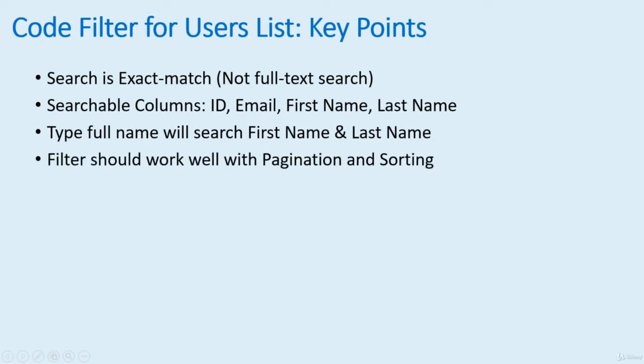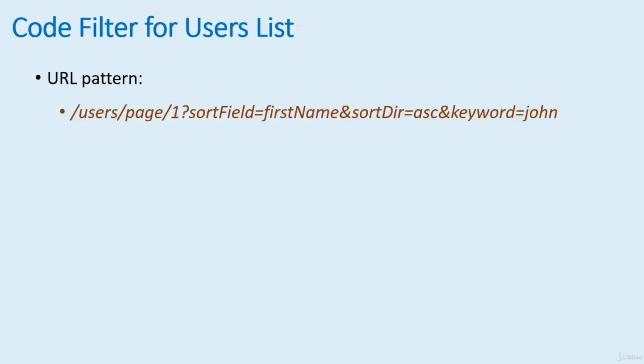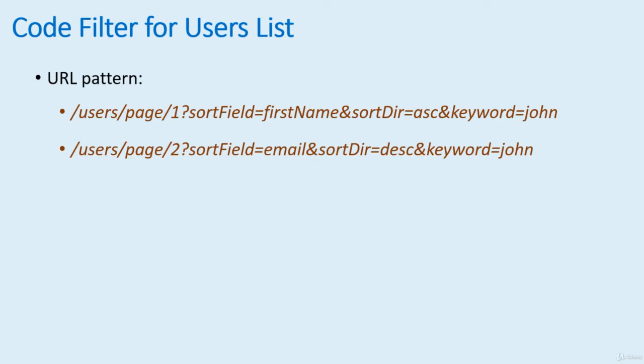And the filter functionality should work well with pagination and sorting. To make it work well with pagination and sorting, we need to add an additional parameter, keyword, into the URL. So this URL means that it is displaying the first page of the search result with the keyword zone, and the list is sorted by first name in ascending order. Similarly, this URL means that it is displaying the second page of the search result with the keyword zone, and the list is sorted by email in descending order.